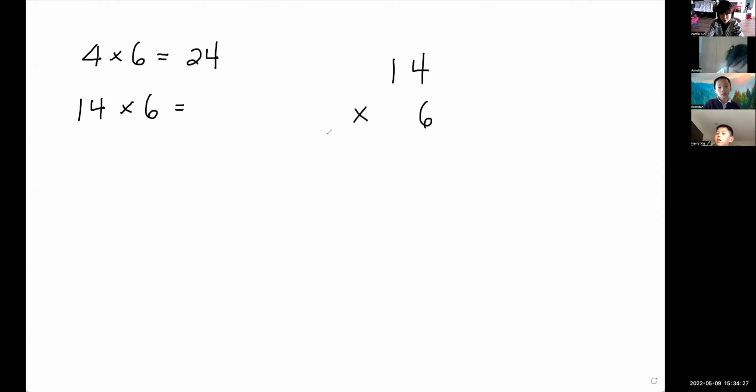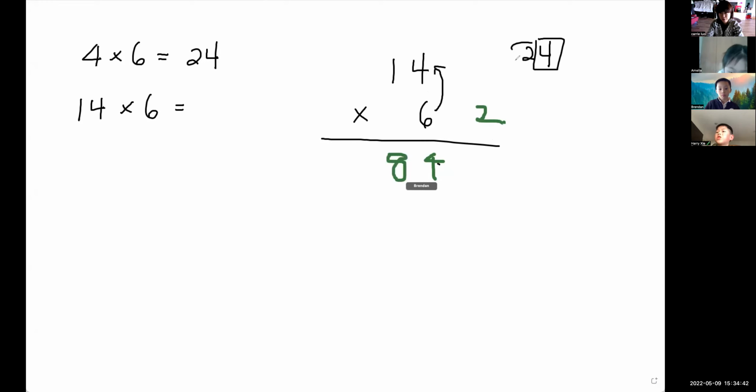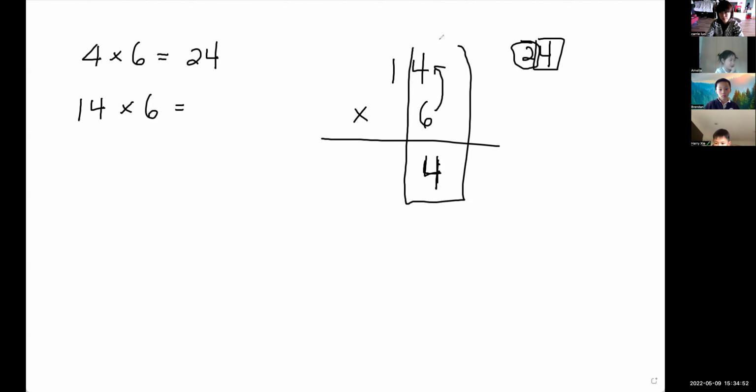14 times 6. So 4 times 6 equals 24. So remember, everybody, the place value, very good. You still need to put 4 because in 24, the 4 is in the unit place. 2 is what? 2 is in the tens place. So we leave the 4 here because this is the unit place. This is the tens place.